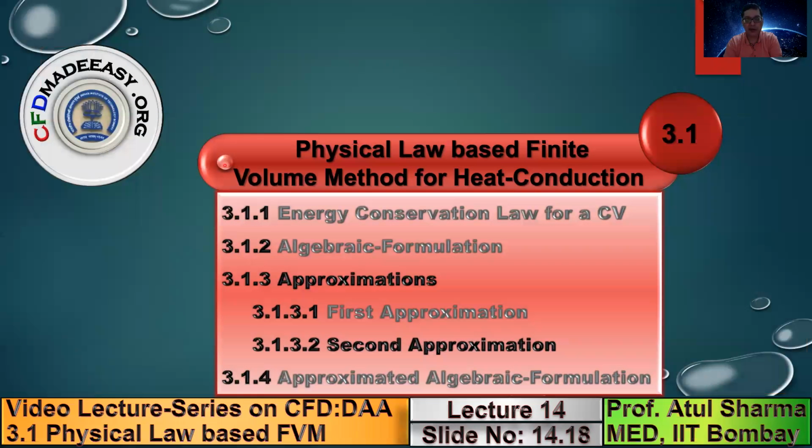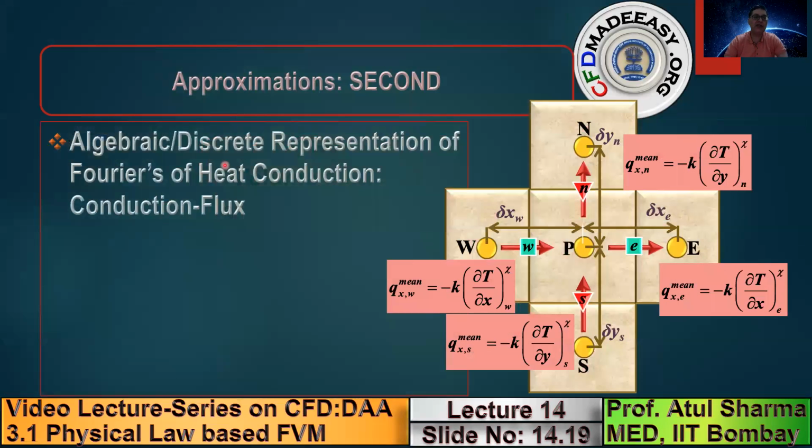Other than the first approximation, we need a second approximation for conduction heat fluxes, because finally you want to obtain an expression in terms of temperature. And in heat transfer, you've studied that there is a relationship between the heat fluxes and the temperature, which comes from Fourier law of heat conduction. So the second approximation that I am representing here basically corresponds to a discrete or algebraic representation of conduction heat fluxes.